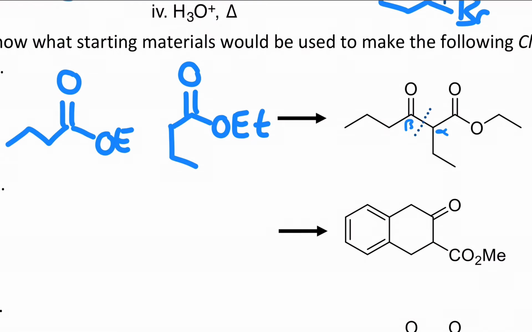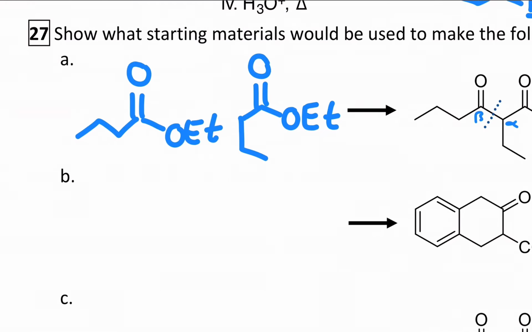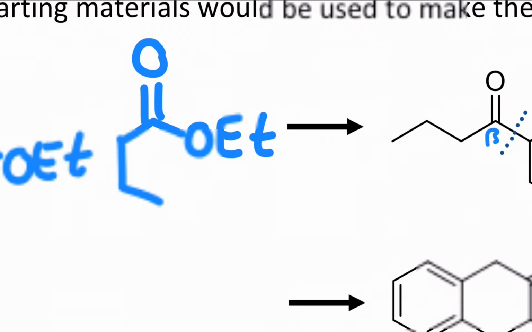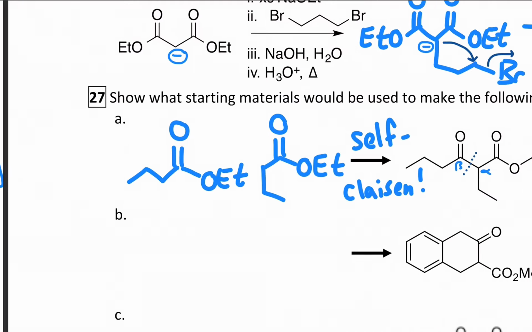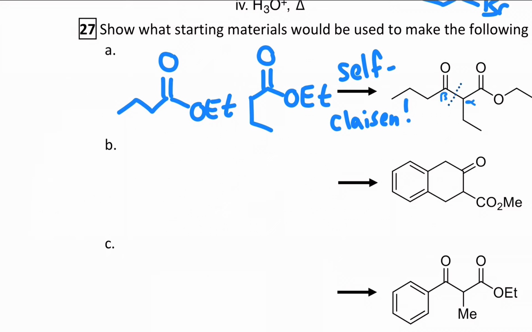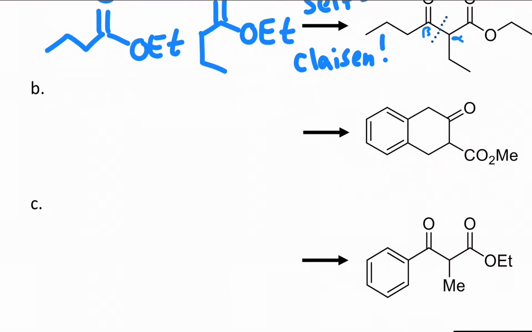And once I do that, take a look at those 2 molecules. They are the same. This is a self-Claisen. And that's a nice way of doing a Claisen, because then you don't have to worry about which one is the enolate and which one is the electrophile, because that could be true for either one of them. Let's try the other 2.